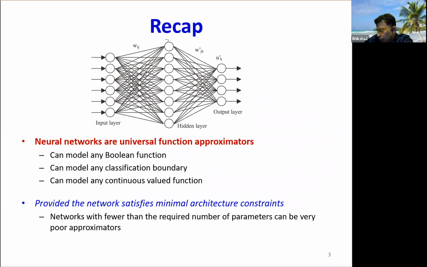Here's what we know so far. Neural networks are universal approximators. They can model any Boolean function, any classification function, or any real-valued function, so long as they have the minimal architecture needed to model the function.